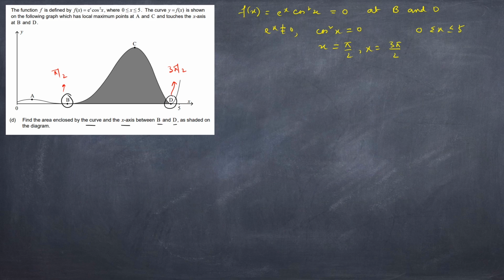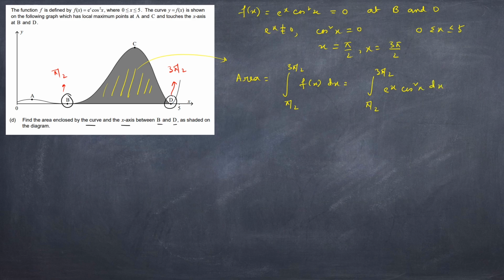And what do we need to calculate? We need to calculate the area enclosed by the curve and the x-axis between B and D. So only this particular area we need to find out. The formula for this: the area equals the integral from pi by 2 to 3 pi by 2 of f(x) dx. The value of f(x) is e^x cos²x dx.